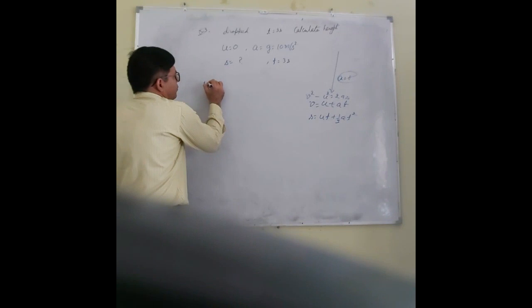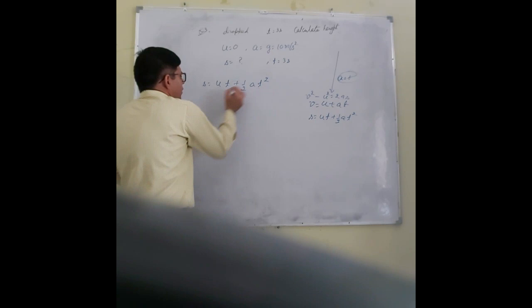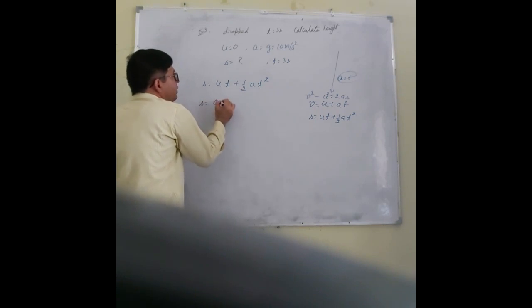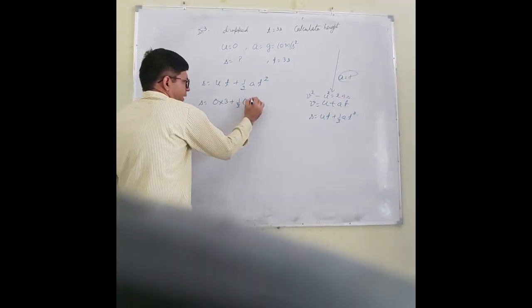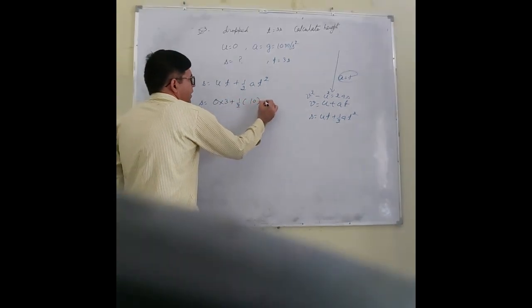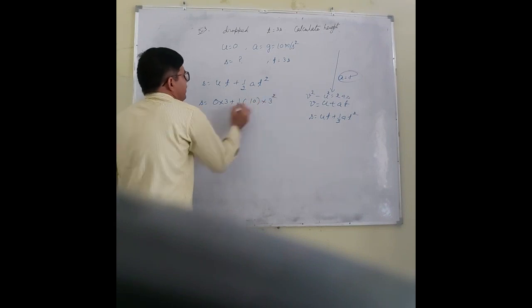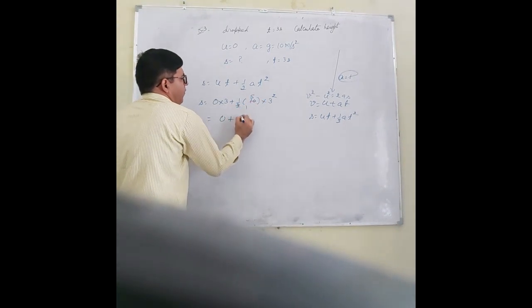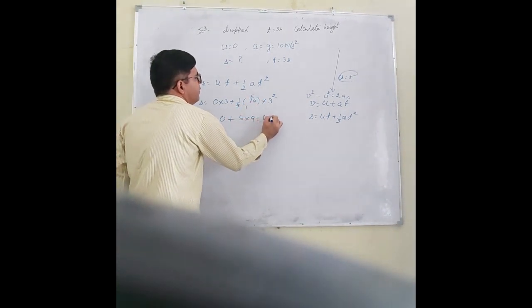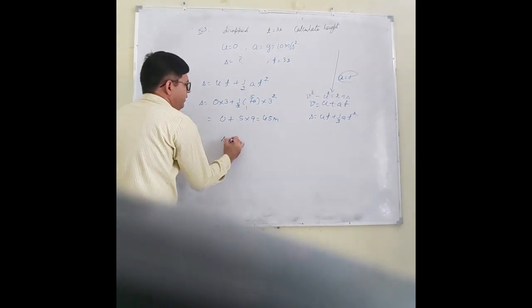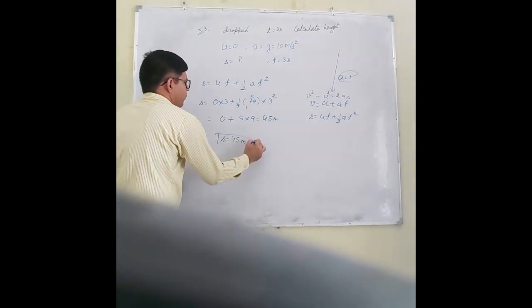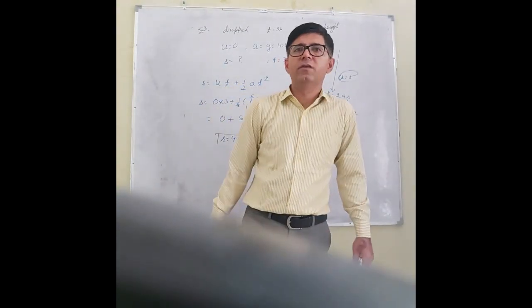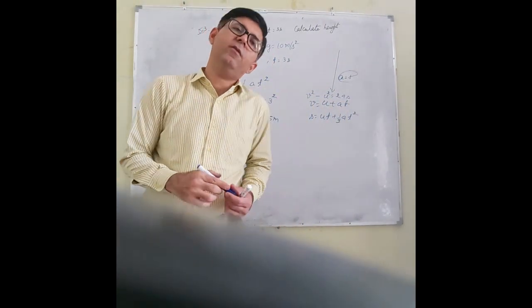S equals UT plus half of AT square. What is U? 0. What is T? 3. What is A? It's 10. And T is 3 square. So 0 plus 5 multiplied by 9. It is 45 meter. So S equals 45 meter. So the ball is dropped from a height of 45 meter.